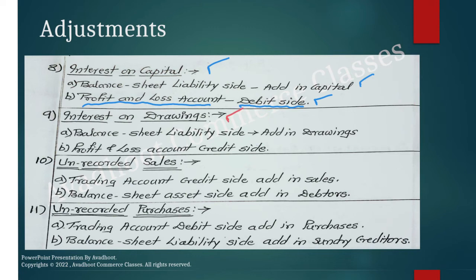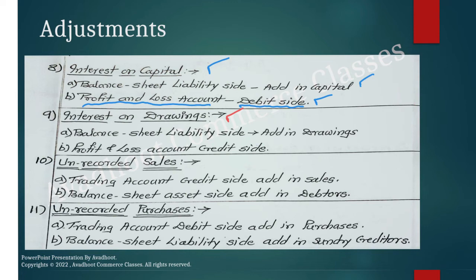Because whenever drawings are there, any cash, goods, or asset that is taken over by the partner or owner for his own household purpose or for family members, whatever may be the case, whenever it is done, it means he is withdrawing from the business. Therefore it is to be added to the original drawings.